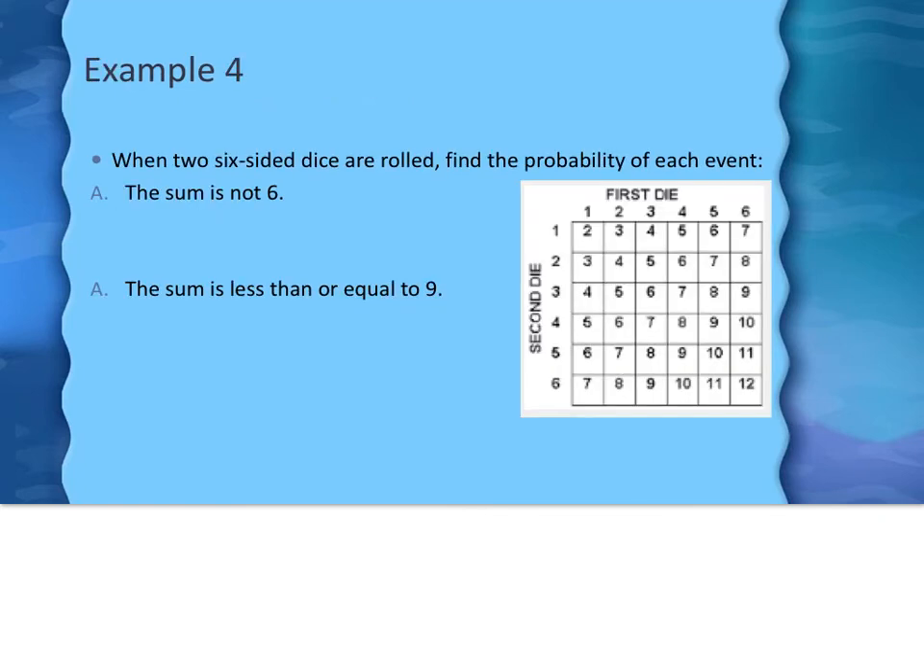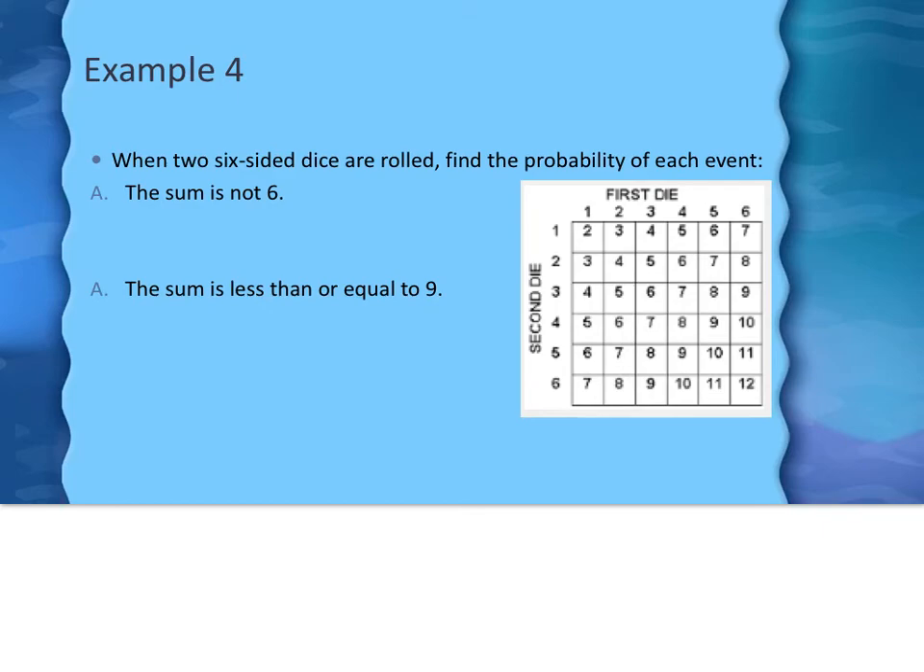So this says, when two 6-sided dice are rolled, find the probability of each event. Okay, number 1 says the sum is not 6. So they already gave you the chart. Like if the first die is rolled a 1, 2, 3, 4, 5, and the left side is, this is called a Punnett square, right? So if I add those two together, 1 and 1 is 2, 2 and 2 is 4, that's where these boxes came from, but they already did that for you.